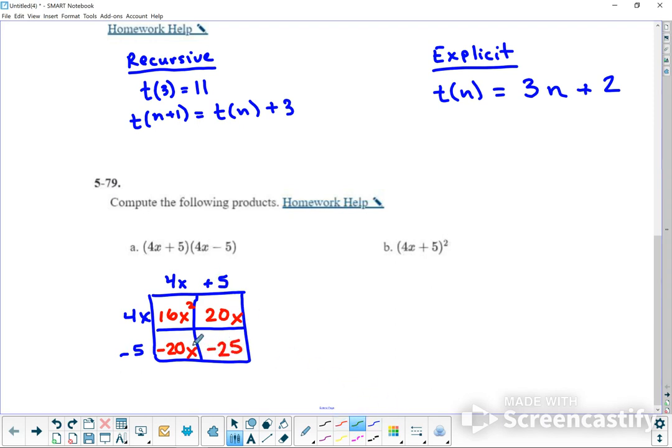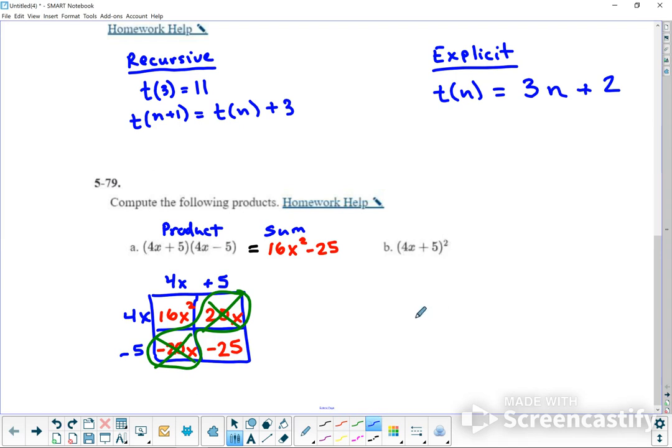Okay, when I'm putting it all together, you'll see that both of these have x's, and they will actually cancel out because they're opposite of each other. Negative 20x, positive 20x. So if this is my answer as a product, then my answer as a sum is going to be 16x squared minus 25.